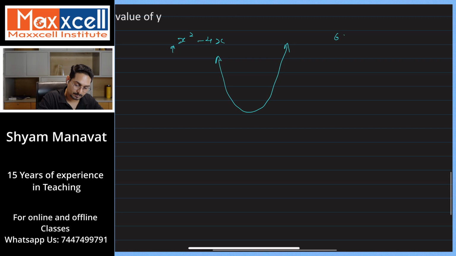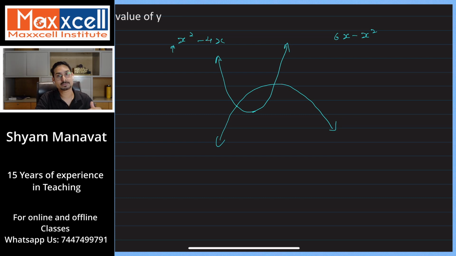6x minus x square. The coefficient of a square term is negative. The graph is supposed to be down. So if it is going down, it is possible that it may go down like this. Possible है. ये single point पे भी touch कर सकता है, दो point पे भी touch कर सकता है. So it is possible to intersect, to have two intersection points for a point in this particular condition.